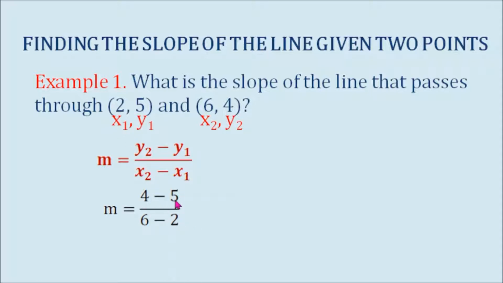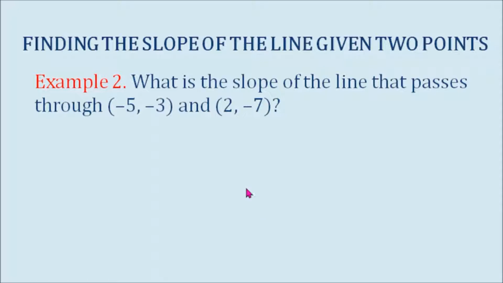Now, 4 minus 5 is negative 1, and 6 minus 2 is 4. So this means our slope is negative 1/4. How about if we let 2 as our x sub 2 and 5 as our y sub 2, and 6 as x sub 1 and 4 as y sub 1? Substituting these numbers to our formula, we will still get the same answer.